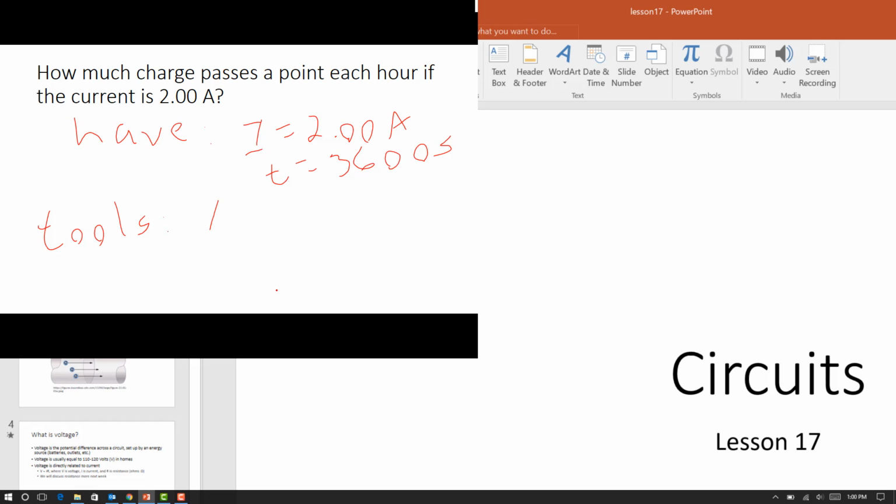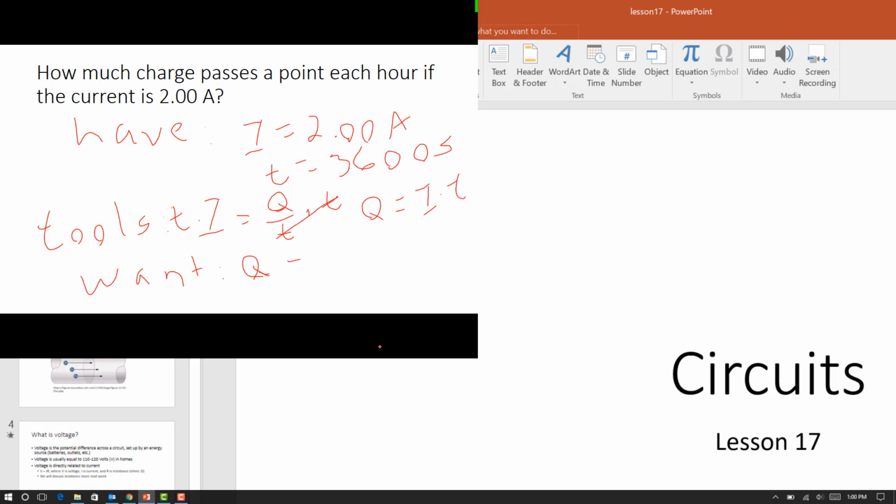So then tools. We have the same tool as before. Current is equal to charge divided by time. We're solving for Q, so it'll be I times T. We're going to rearrange this to solve for Q. So we'll multiply T to both sides. T will cancel out here, and we get Q is equal to I times T.